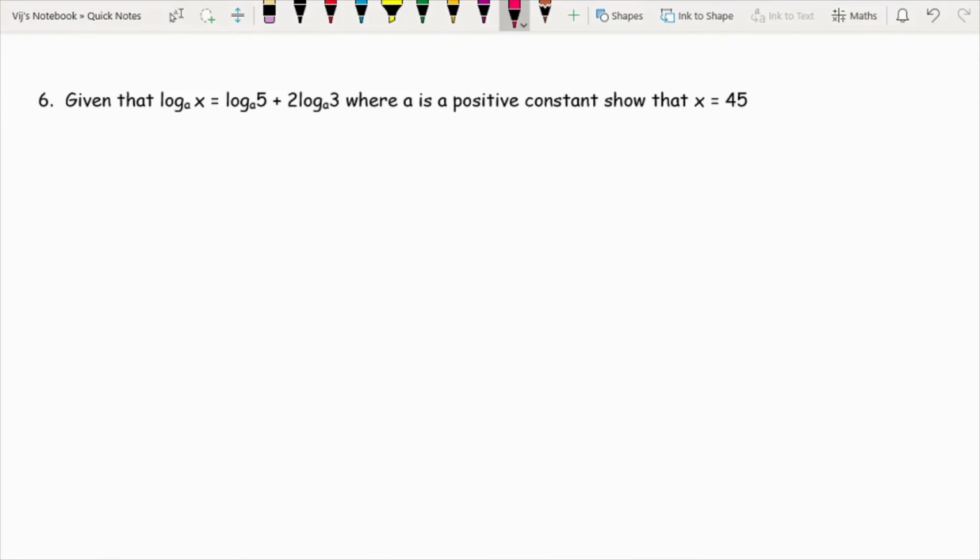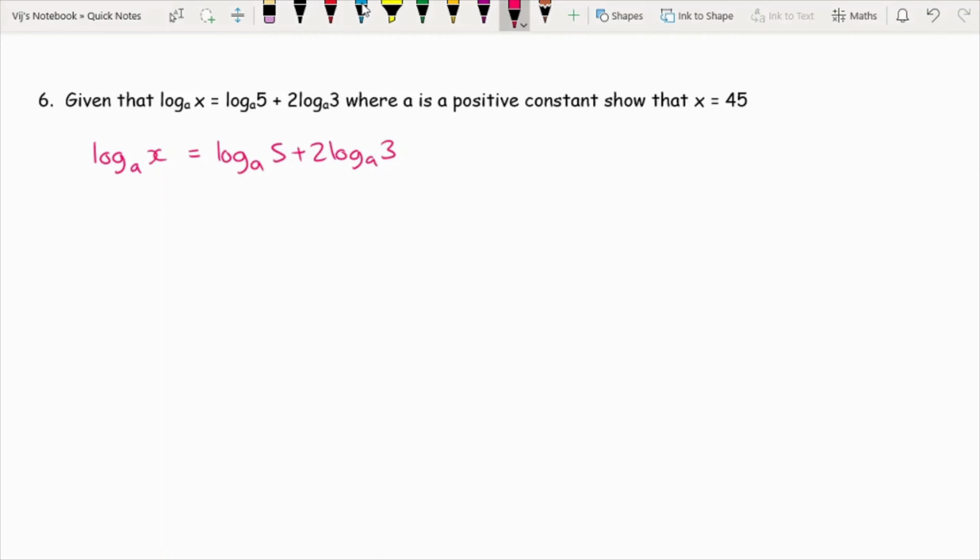So moving on to question 6, the question reads, given that log to the base a of x equals log to the base a of 5 plus 2 log to the base a of 3, where a is a positive constant, show that x equals 45. So this is a proof question. Looking at this particular question, if I just start by writing the question out, sometimes it's a little bit easier to get more of an understanding of what it is we actually need to find, and it also helps you not copy it wrong, like so. And we've got log a of 5 plus 2 log a of 3.